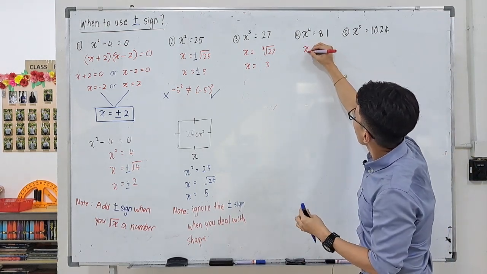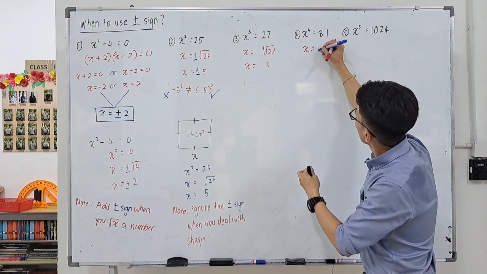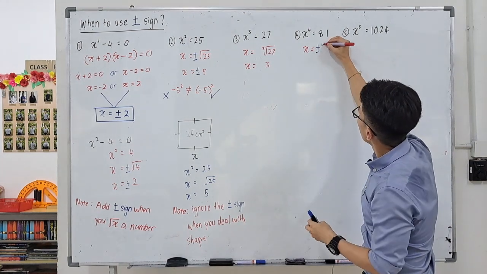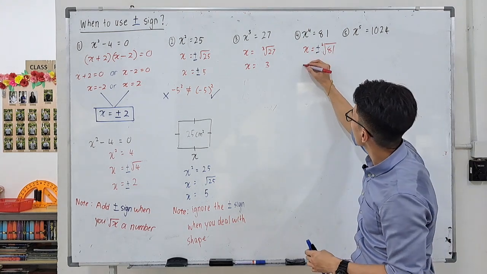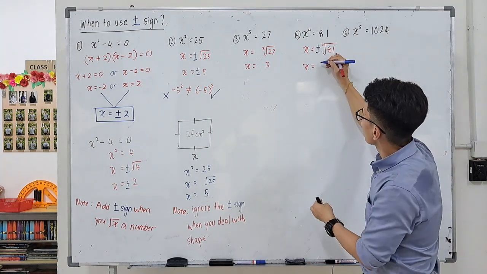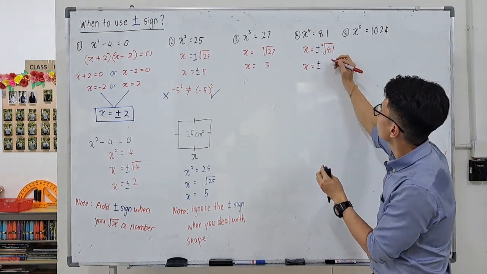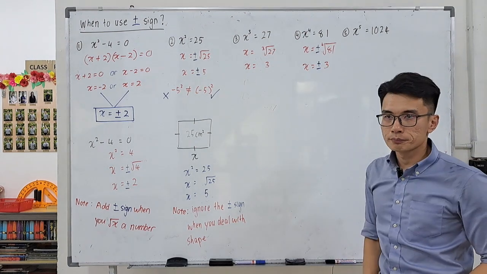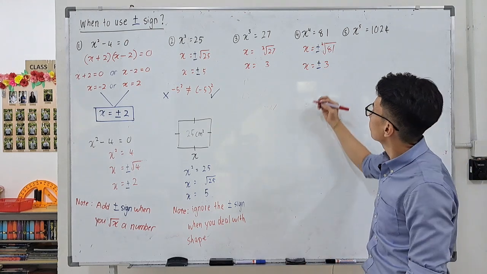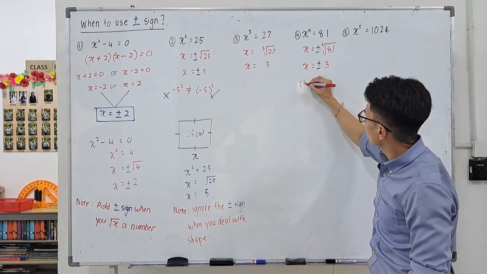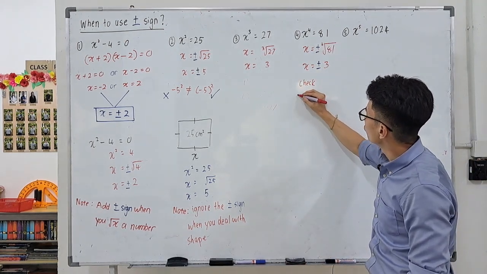So over here, x is equal to plus minus the fourth root of 81. Now if you work this out in your calculator, you should get plus minus 3 over here. Now let's work this out in your calculator again.